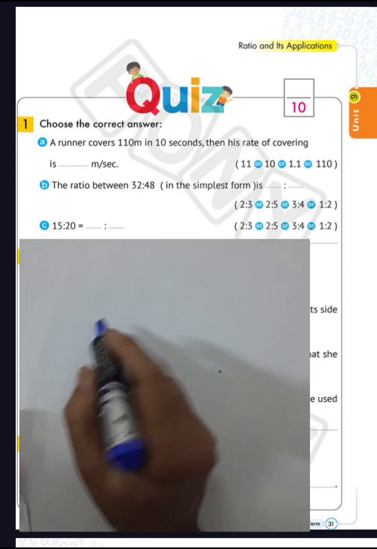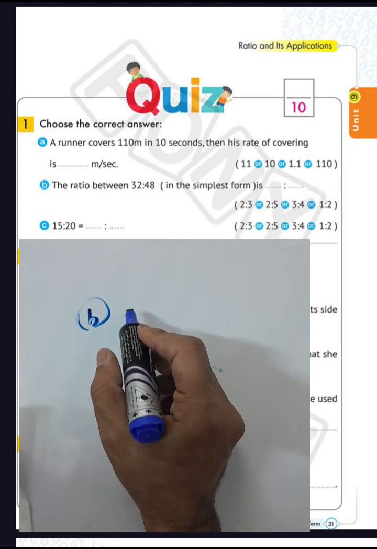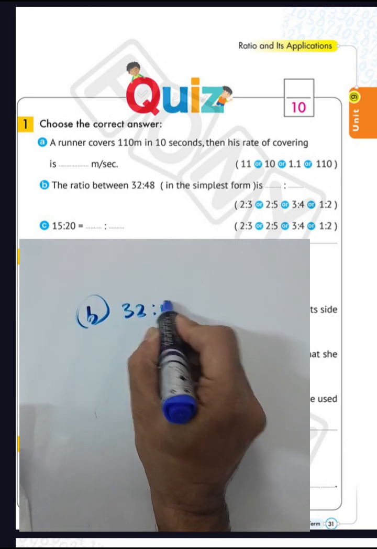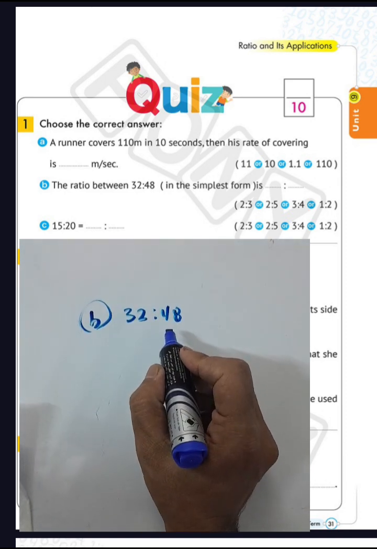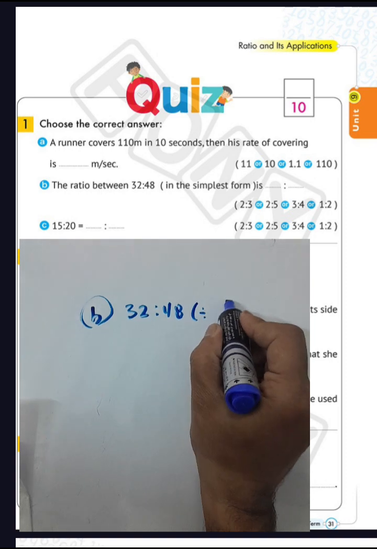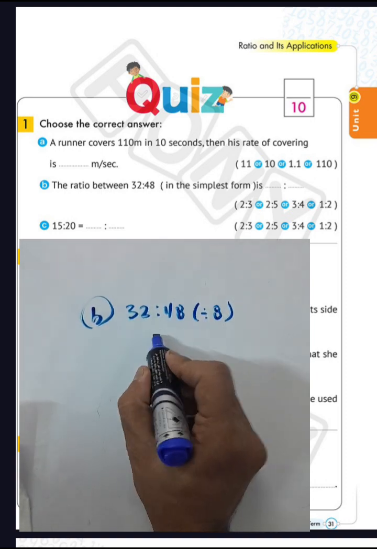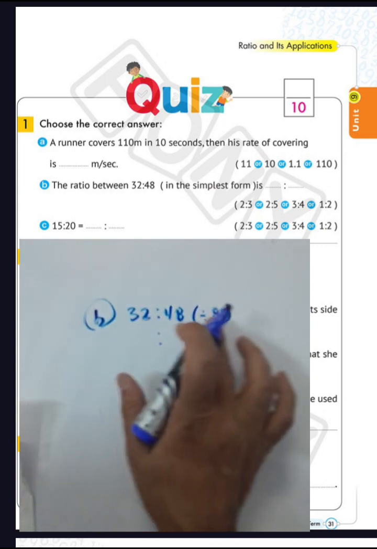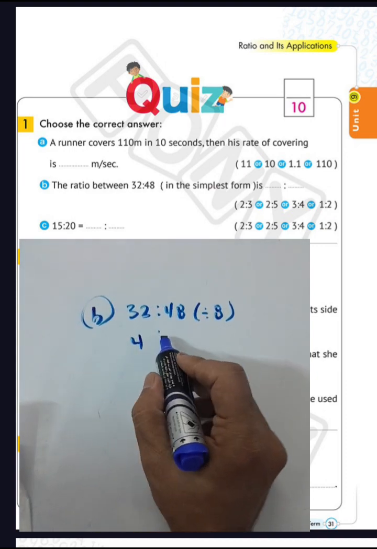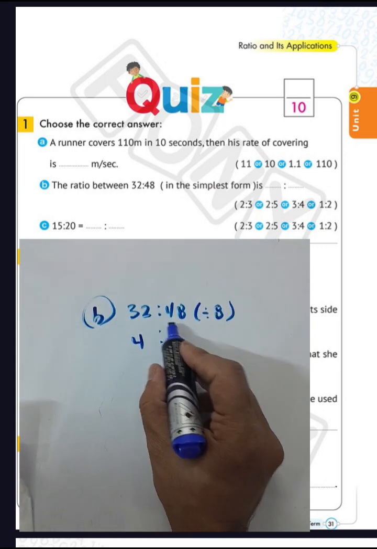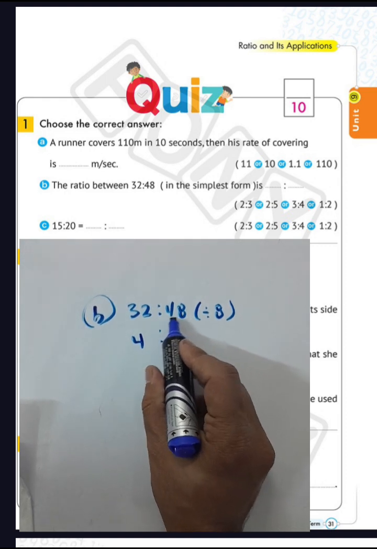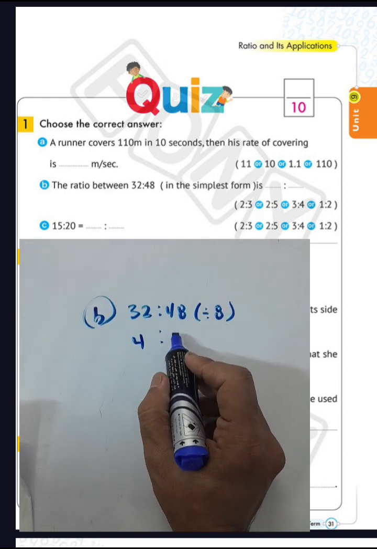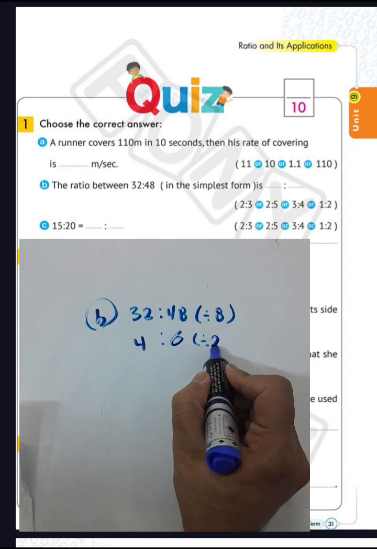What about letter B? The ratio between 32 and 48 in the simplest form. We can divide the two numbers by 8. The highest common factor between them equals 8, or not? We know 32 divided by 8 equals 4 because 4 times 8 equals 32, and 6 times 8 equals 48. Then we can divide by 2 again.